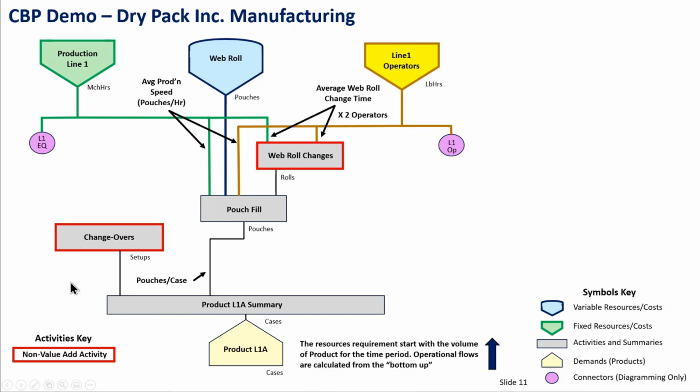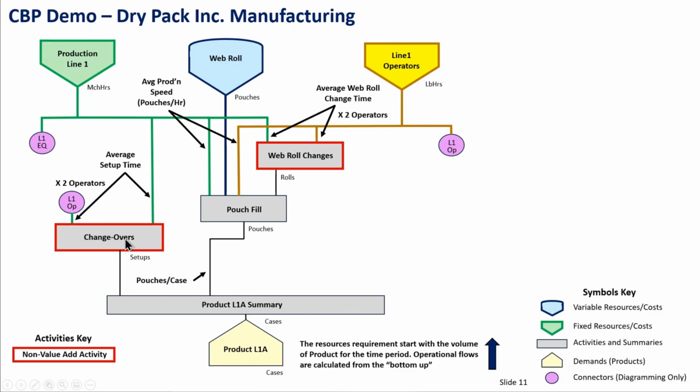Another non-value add activity typically are changeovers. So when this line moves from product A to product B, typically there's a shutdown and reconfiguration, depending on the speeds and products and so on. So again, that takes time away from the overall capacity of the production line. And that's what's called typically the setup times. And we'd make a connection here now between the line one operators and the time they spend. And again, both of the operators have to get involved in that changeover. So that becomes an opportunity area there.